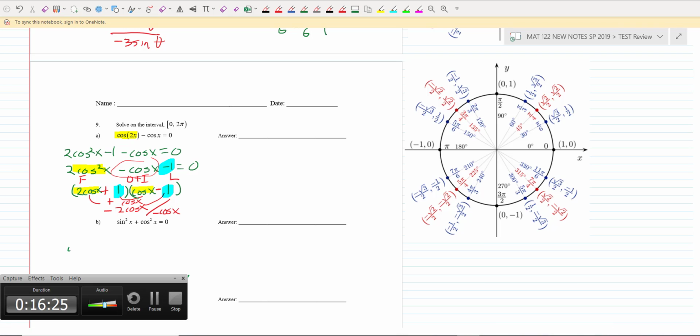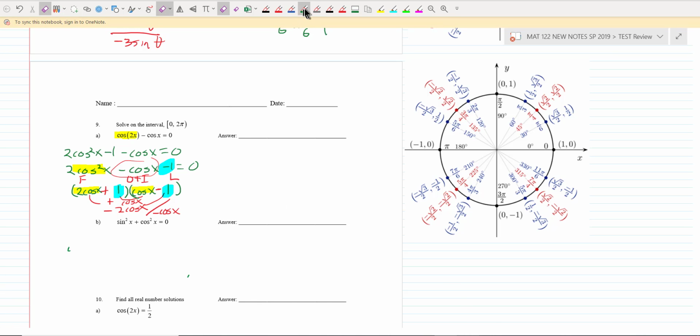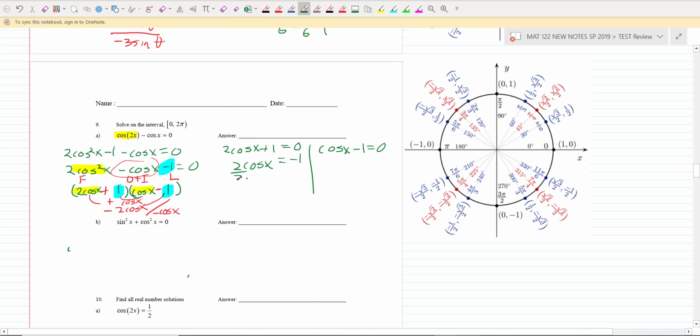And then from here, what you would want to do is just set each factor equal to 0 like we've been doing. So we have 2 cosine x plus 1 equals 0. And we have cosine x minus 1 equals 0. Solve these two equations. So subtract 1 from both sides. You'll get this. Divide both sides by 2. You get cosine x equals -1/2.